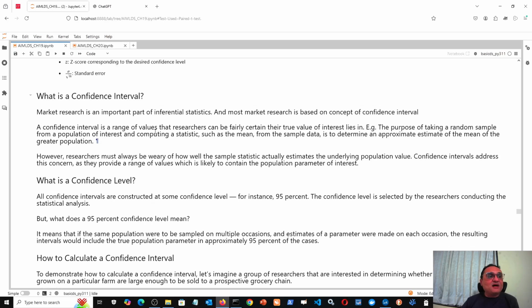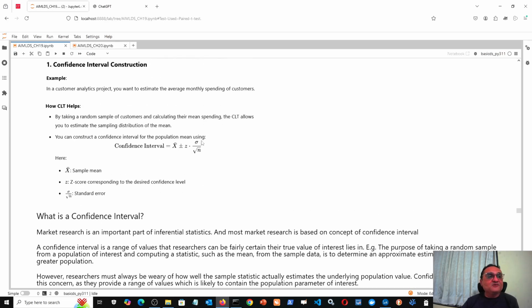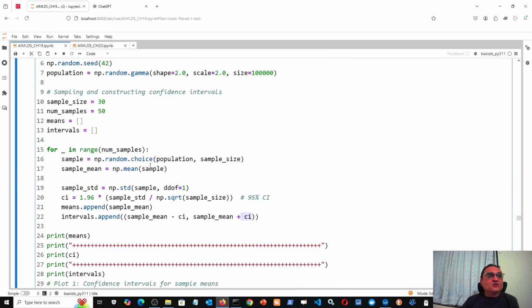So that is x bar plus Z into sigma divided by root n, and x bar minus Z into sigma divided by root n, right? So that is the interval.